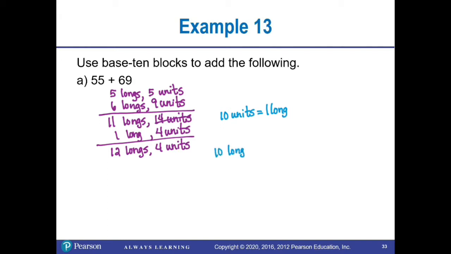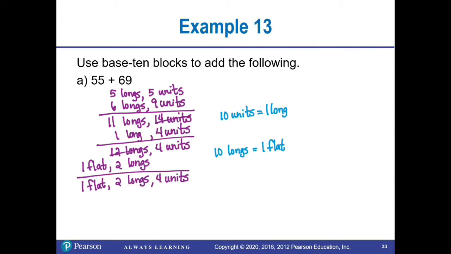Well, 10 longs make a flat. So I exchange my 12 longs for 2 longs and 1 flat. This gives me 1 flat, 2 longs, and 4 units. The flat represents hundreds, so we have 100. The longs represent our tens, so we have 20. And then we have 4 ones, or 4 units, which represents 4 ones.